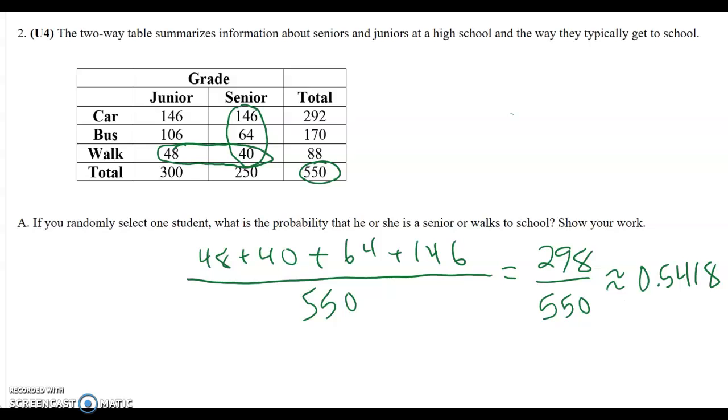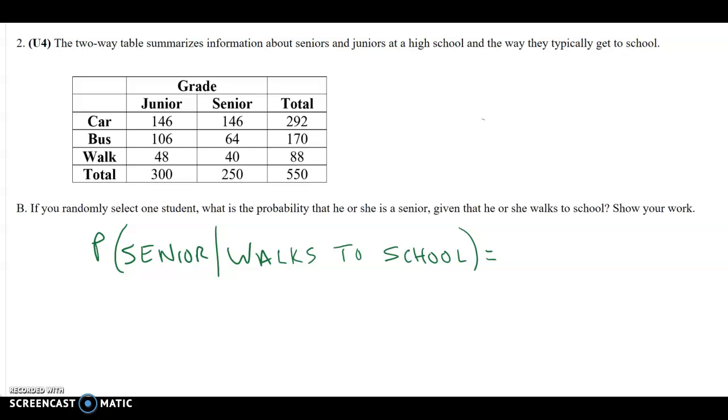Let's take a look at B. If you randomly select one student, what is the probability that he or she is a senior given that he or she walks to school? Given that he or she walks to school, we're just looking at the ones that walk to school. The total for the denominator is 88. We're looking at the 88 students that walk to school, and 40 of them are seniors. That's approximately 0.4545. And there we go.